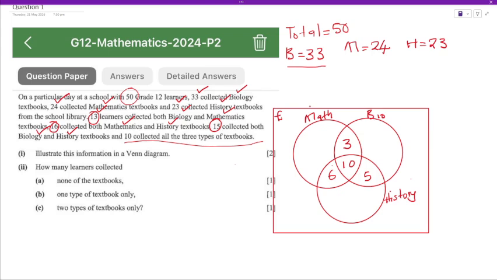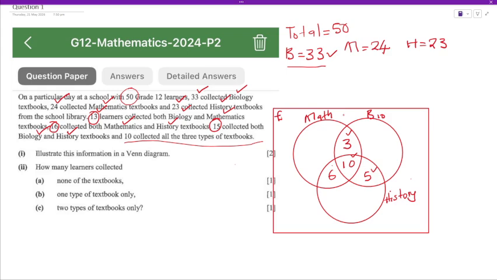Okay, so they said biology should have a total of 33 learners. So how do we find the value to put here? What we are going to do is say 33 minus what we already have. We have a 3 there inside the set of biology. We have a 10 and we have a 5. So we add everything here and then we subtract from the total, which is supposed to be 33. So here just get your calculator and punch. 10 plus 5 plus 3 gives me 18. When I subtract that from 33, it gives me a 15.